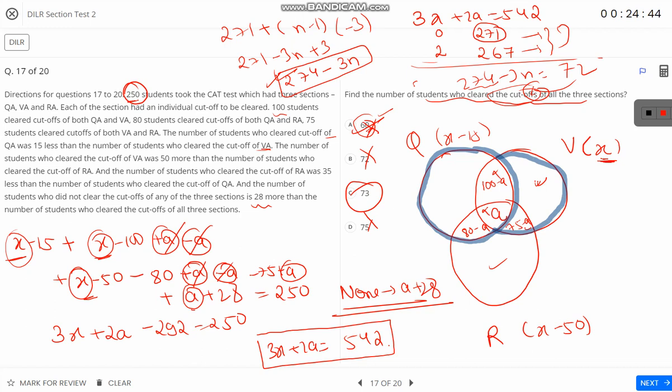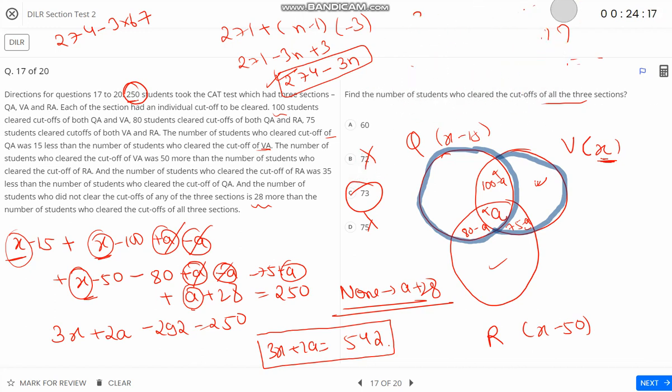So n equal to 67 will give me the term. Let us put n equal to 67: 274 minus 3 into 67, so we'll get 73. So the number of students who cleared all the cutoffs is 73. Let us erase all these things because we are done with this set. 73 is the value of a, those who cleared all the cutoffs.